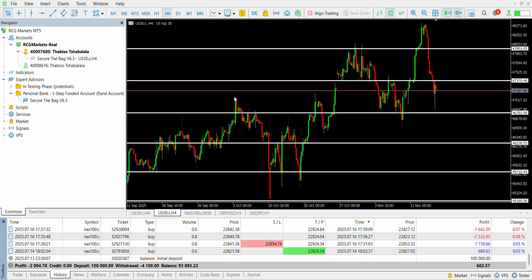Anything below it, green candle, red candle, push down. You get the gist, right?